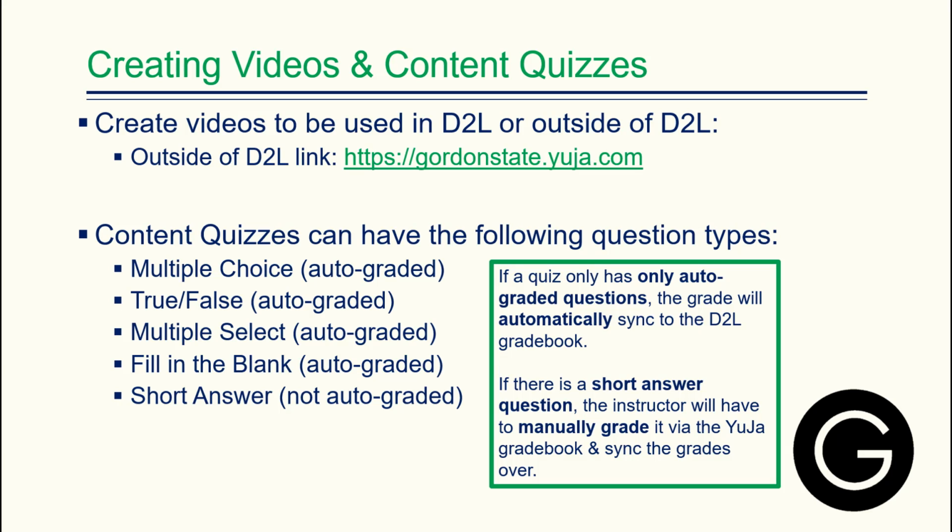So if a quiz only has auto-graded questions, the grade will automatically sync to the D2L gradebook once the student submits. If there is a short answer which isn't auto-graded, the instructor does have to manually grade it in the YuJa Gradebook and choose for the grades to sync over to the D2L Gradebook.